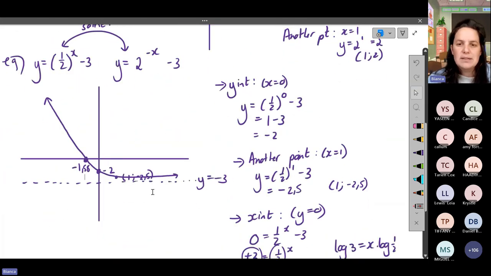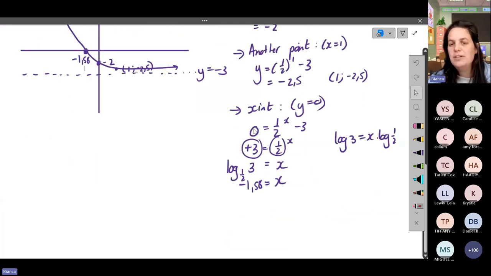These previous two examples didn't intercept the x-axis, so we didn't need to. But this one does. And to work out the x-intercept, you make the y-value 0. So we ended up with this. We made x the subject, and we used logs. Now we're going to go a little bit more in depth with logs quickly, and then I'm going to give you a question to try on your own.